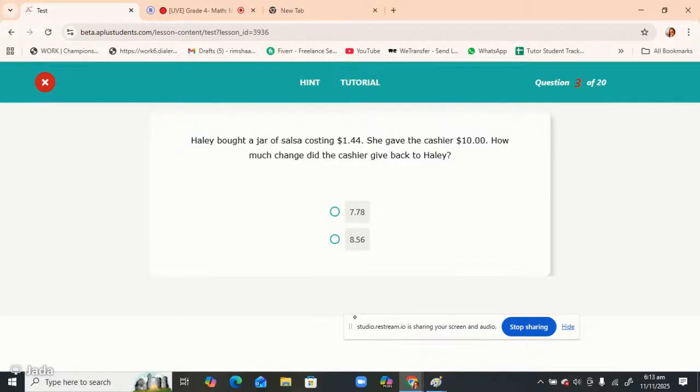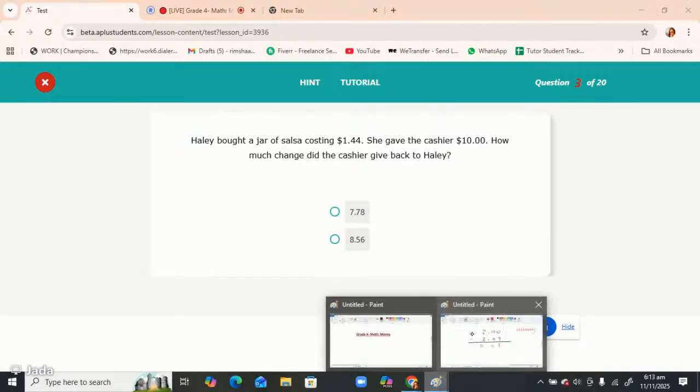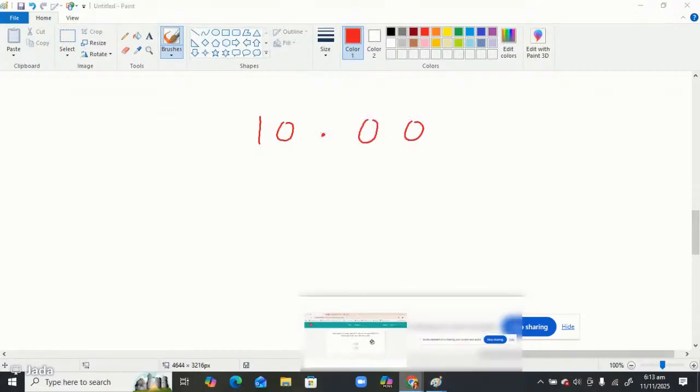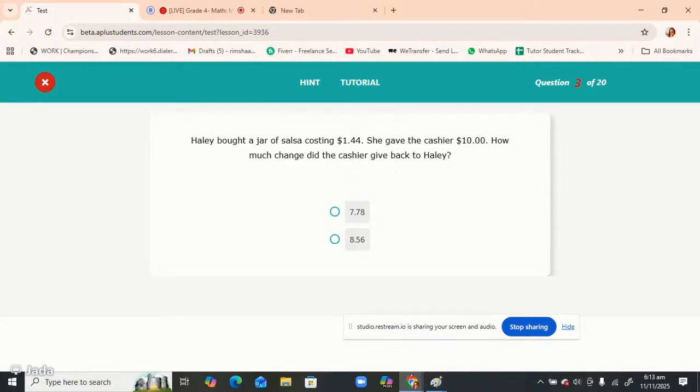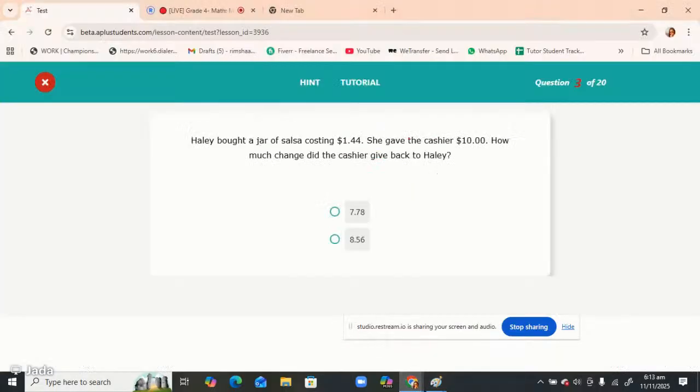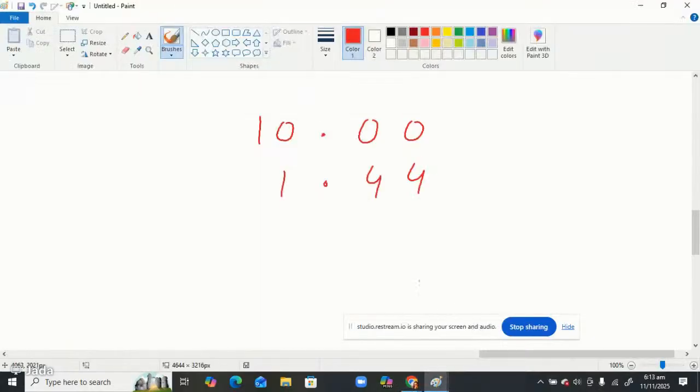Halle bought a jar of salsa costing $1.44. He gave the cashier $10. So how much did he give to the cashier? Total $10 given to the cashier. And how much is the cost of the salsa? 1.44. So which thing are we going to find? How much change did the cashier give back to Halle? Okay, we are going to find out the change that is given back to Halle.